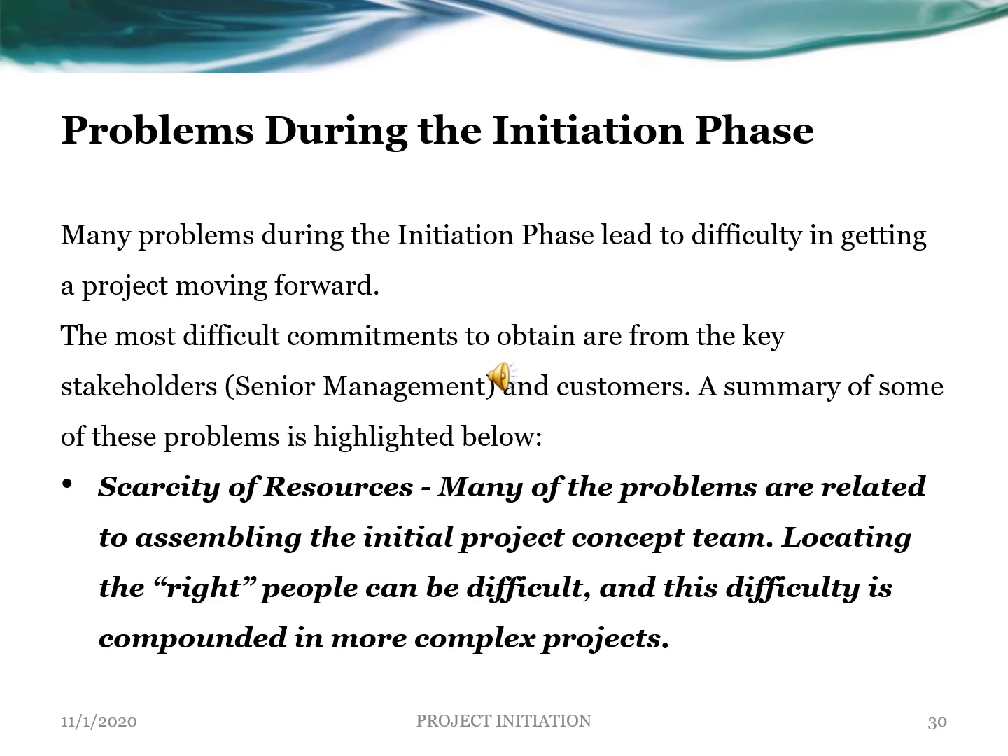Problems during the initiation phase. Many problems during the phase lead to difficulty in getting a project moving forward. However, the most difficult commitments to obtain are from the key stakeholders, namely senior management and customers. Just to give you an overview of some of these problems, firstly, you have scarcity of resources. Locating the right people can be quite difficult, and this will definitely impact the project.